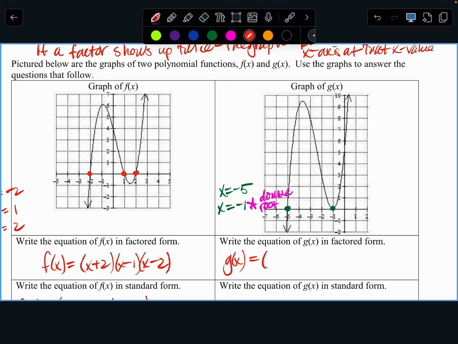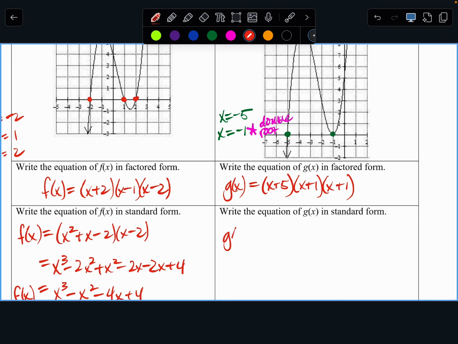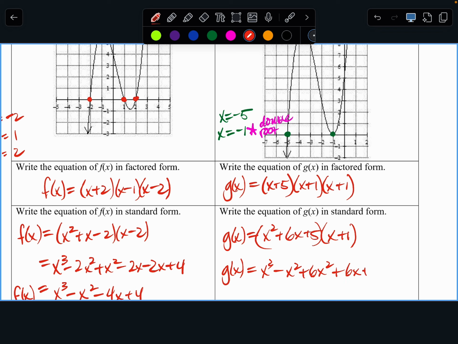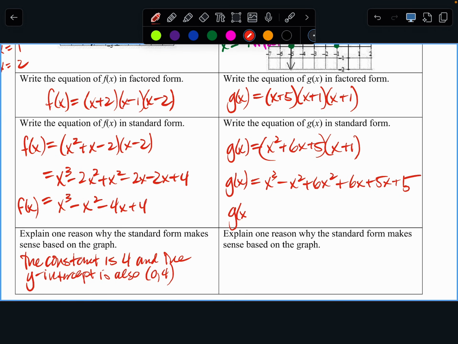So my factors are going to be x plus 5 and x plus 1, and that x plus 1 shows up twice, okay? So if we write this in standard form, we get x squared plus 6x plus 5 times x plus 1. That's x cubed plus x squared plus 6x squared plus 6x plus 5x plus 5. So g of x equals x cubed plus 5x squared plus 11x plus 5.